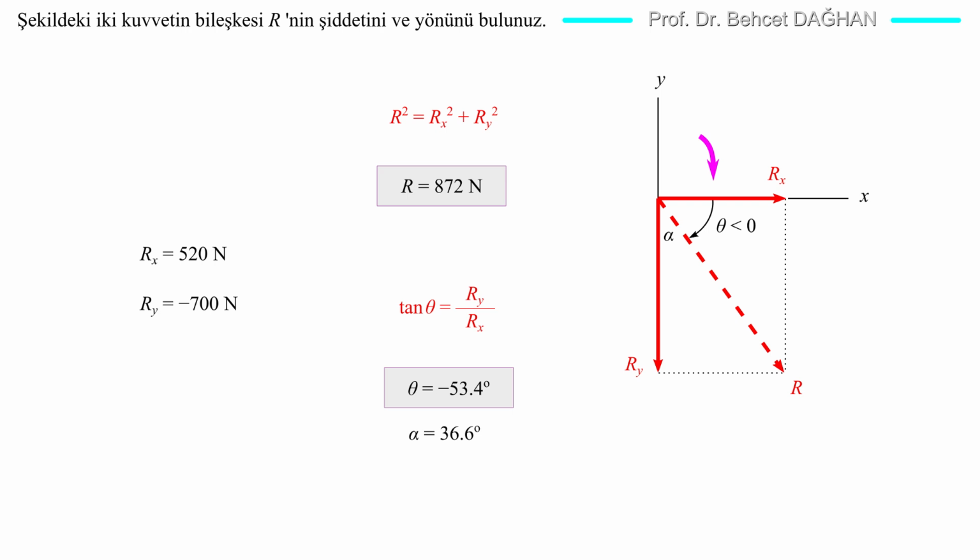The force R is a force in the fourth quadrant. We found that the angle made by the force R with the y-axis is 36.6 degrees. We can check this from here as well. It turns out that the sum of the absolute value of angle theta and angle alpha is 90 degrees.